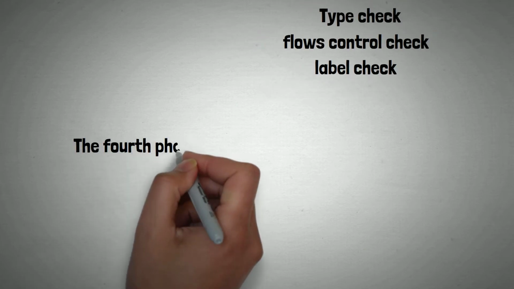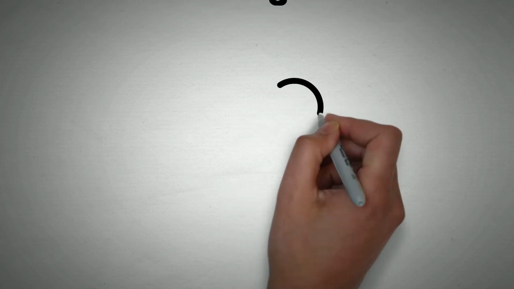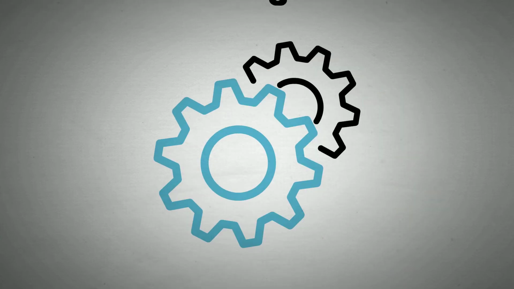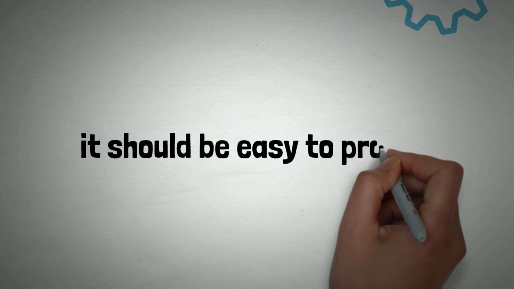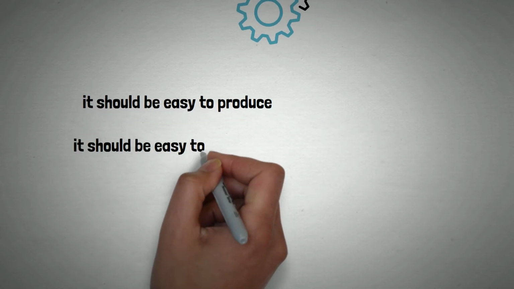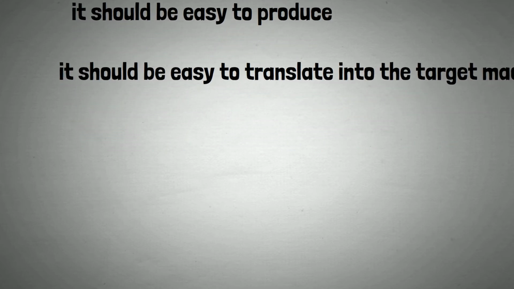The 4th phase is intermediate code generation. In this phase, the compiler generates low-level code which can be used as an intermediate representation. This intermediate representation should have 2 important properties: it should be easy to produce and it should be easy to translate into the target machine. Intermediate code is machine independent.